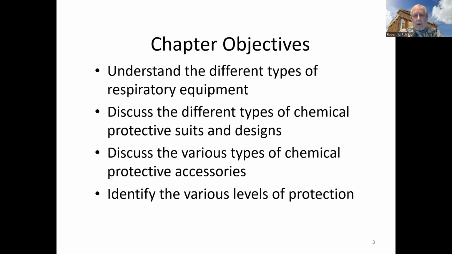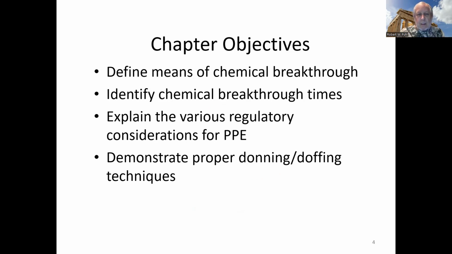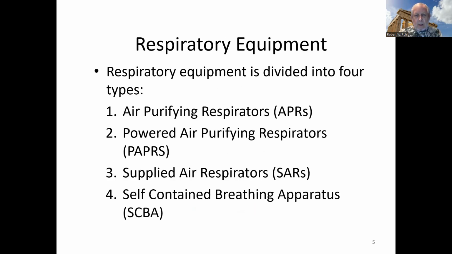The chapter objectives here are to understand the different types of respiratory equipment, discuss the different types of chemical protective suits and designs, discuss the various types of chemical protective accessories, and identify the various levels of protection. Define the means of chemical breakthrough, identify chemical breakthrough times, explain the various regulatory considerations for PPE, and demonstrate proper donning and doffing techniques, all of which are not going to be covered in this PowerPoint. So you have to read the very interesting chapter.